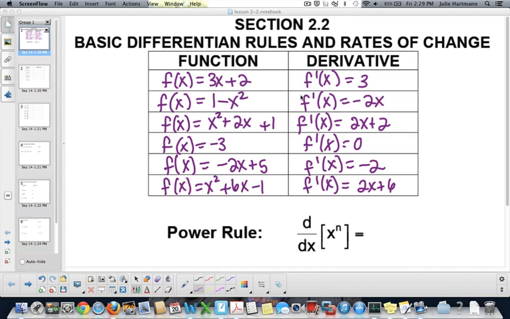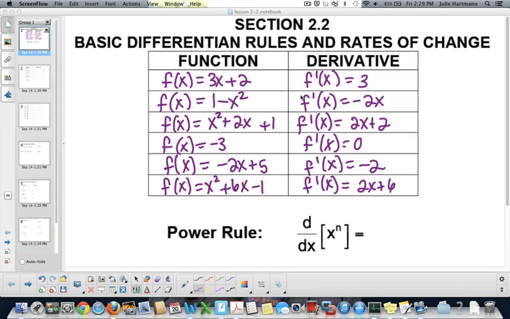Alright, so today we're going to talk about some rules. Yes, there are some shortcuts. I know the past couple days we've done the limit definition of the derivative. It is the long way. Some of them take forever. And yes, there really are some shortcuts.